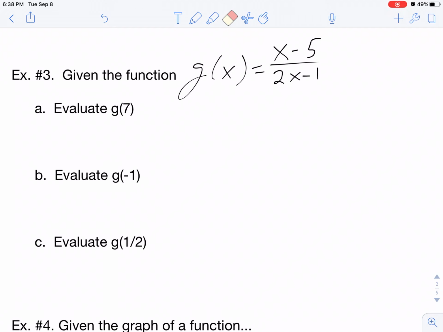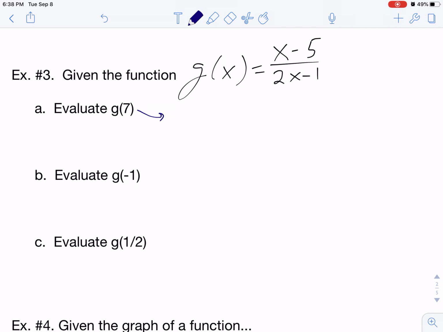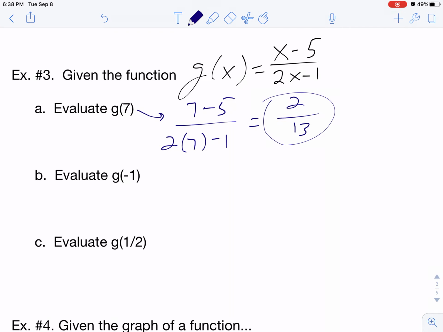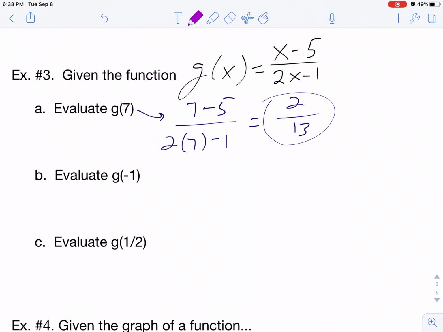Okay, with this next example, you'll notice it's not much different than the previous problems. However, it is a fraction, so I'll just do 3 parts for this. G of 7, we're going to put a 7 in for this x value right there into the original function. So I'm going to put 7 minus 5 on top, 2 times 7 minus 1. Well, that gives us 2 over 13, and that problem is done. Okay, because that's a simple warm-up one.